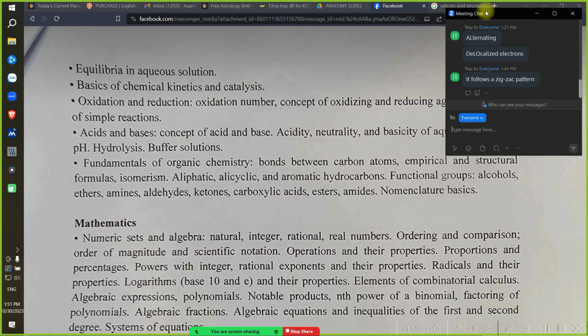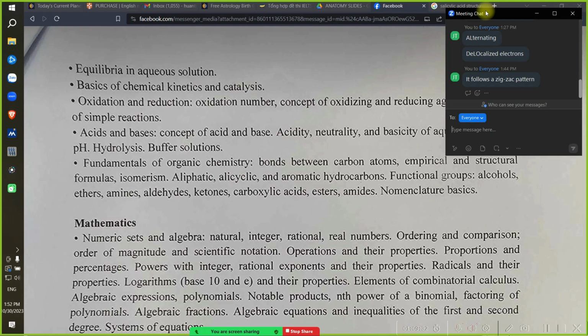Carboxylic acids, when you try to decompose them with high heat, because of delocalized electrons around the COO group, will produce CO2 gas at the end. And then esters and amides are just products of something. Okay. Nomenclature basics is just naming. Anything else you can mention about these things?